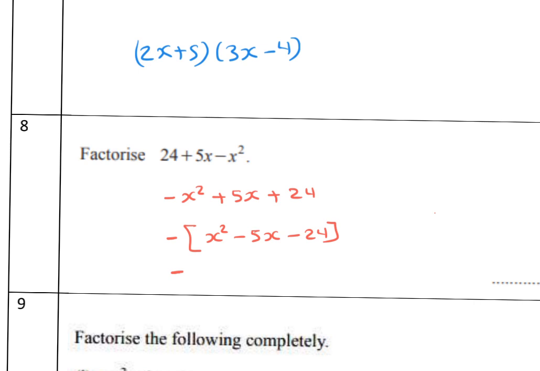X squared minus 5x minus 24, two brackets, to get x squared, x times x. And we need to find two numbers. If you multiply, you get negative 24, and if you add, you get negative 5. Negative 8 multiplied by 3. So negative 8 plus 3.